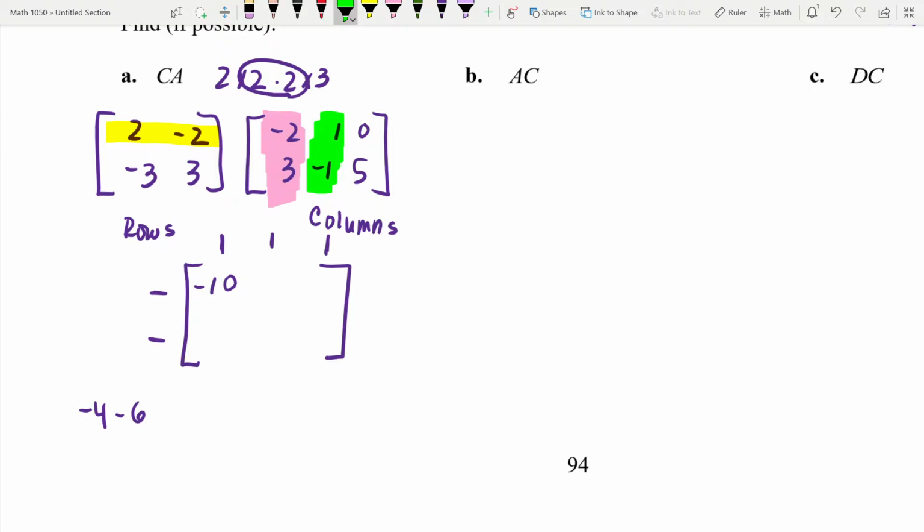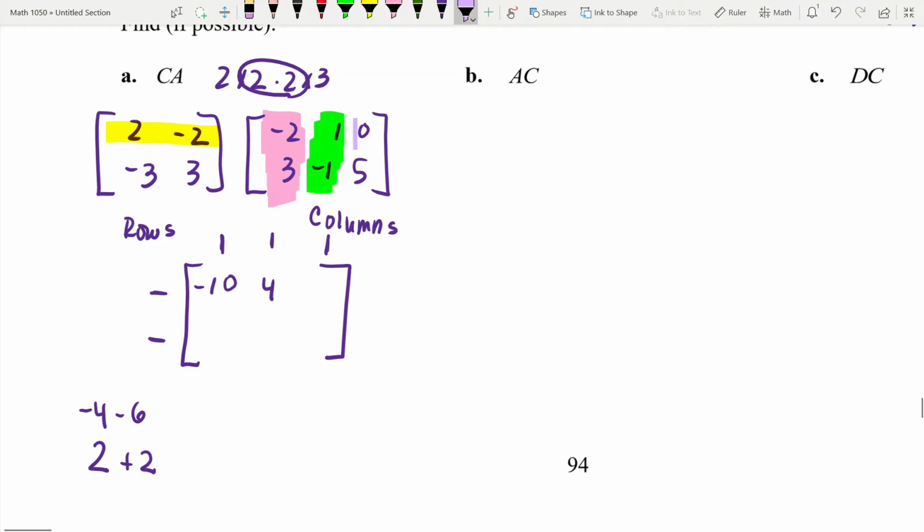First number, second number, first number, second number. So it turns like this. It always turns like this. The bottom comes down. So the 2 goes to the 1. The negative 2 goes to the negative 1. So you go 2 times 1 is 2. A negative 2 times a negative 1 is a positive 2. And 2 plus 2 is 4.